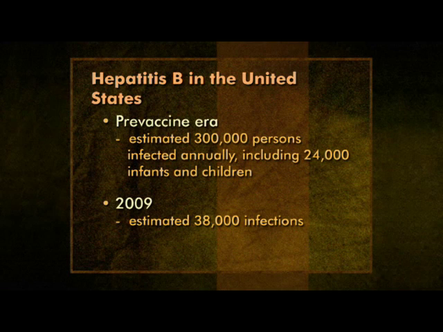Since 2000, an average of about 7,600 cases of hepatitis B infection have been reported each year. But these reported cases only represent a fraction of the actual incidence. It is estimated that in the pre-vaccine era, 300,000 persons were infected annually with hepatitis B virus, including about 24,000 infants and children. Because of vaccination and risk reduction behaviors in high-risk groups, the number of new infections in the United States declined to an estimated 38,000 in 2009.